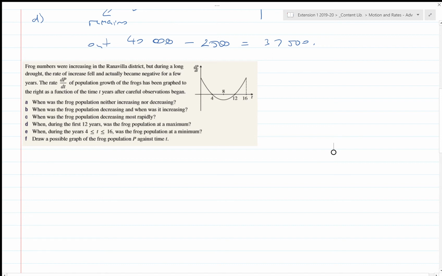Frog numbers were increasing in some district. During drought, the rate of increase fell and actually became negative. So that decreases for a few years. The rate of population has been graphed to the right. So that's the P dash T, that's the rate of change.